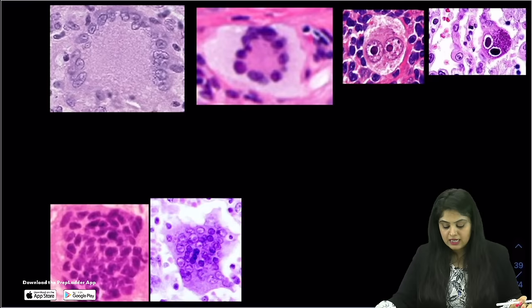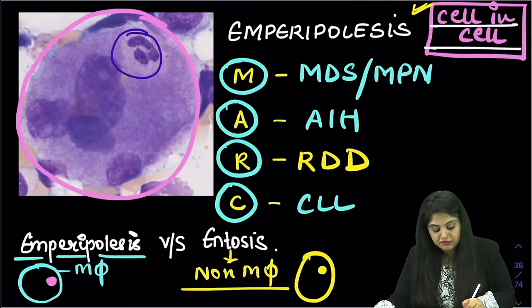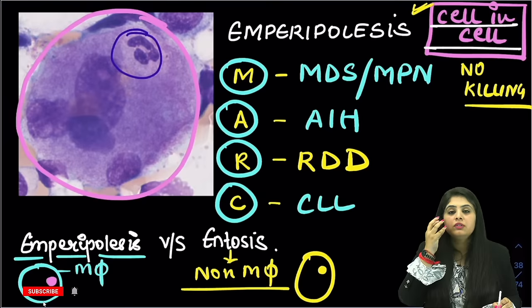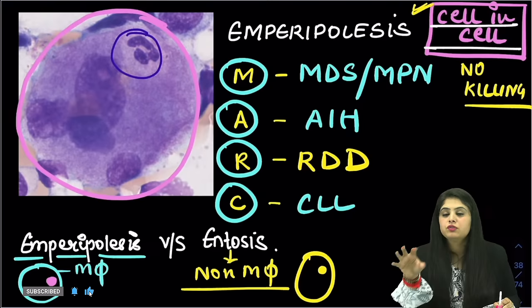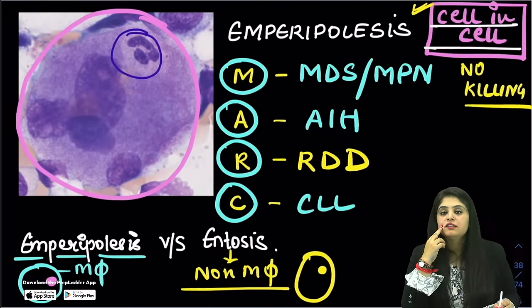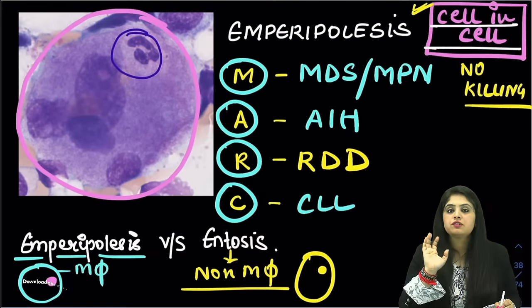Dr. Manish, this is cell in cell, which means there is no killing in both of them. You know those kids who keep food in their mouth and store it on one side of their mouth, and you have to keep poking them, those tiny two-year-old kids. Emperipolysis and entosis is like that. It keeps the cell in its mouth, but it's not going to chew it. It's going to keep the food on one side, and after some time, it's going to spit out the food, just like that two-year-old kid, okay? So no killing, no eating of the food is going to happen over here.